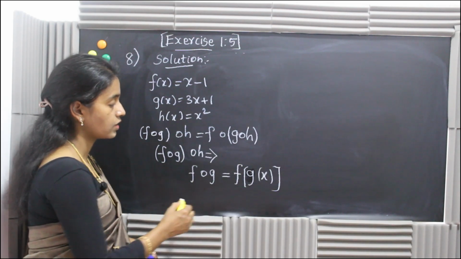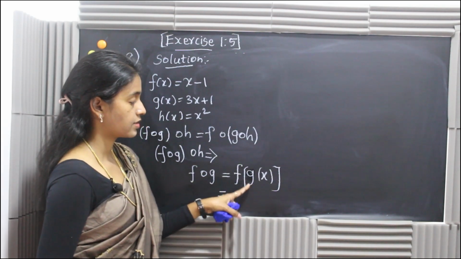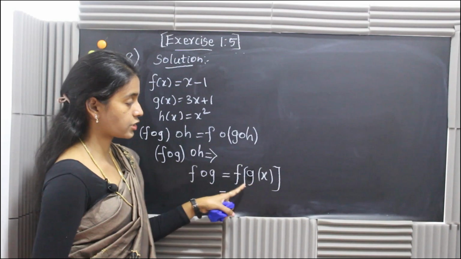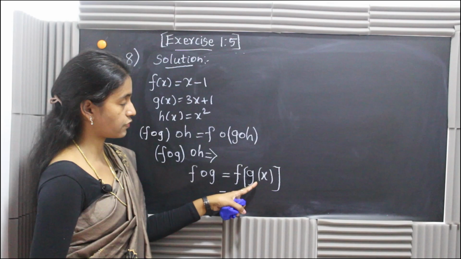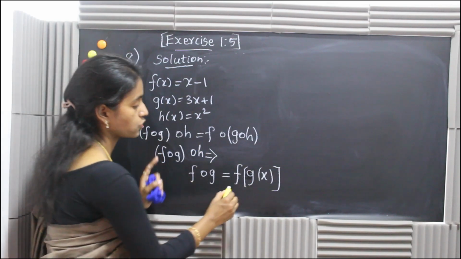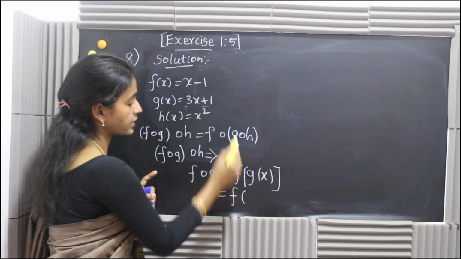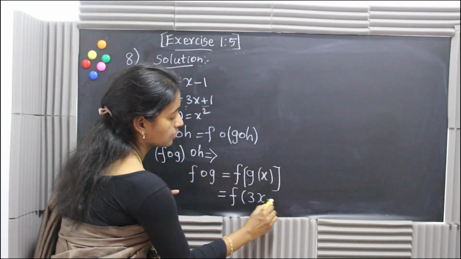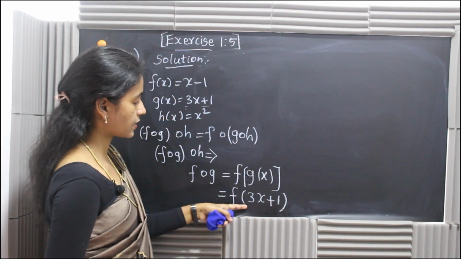Then, what would be the next line? Here in this line, I should apply the value of g of x, the value of g of x that is given in the question. So I am writing the value of g of x, that is 3x plus 1, right? 3x plus 1.